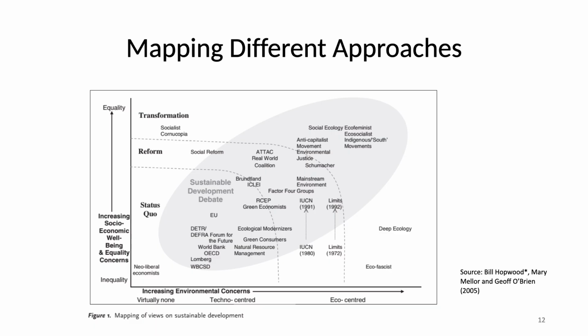So what you see there on the y-axis covers the level of importance given to human well-being and equality, and the x-axis covers the priority of the environment, from low environmental concerns through techno-centered to eco-centered. The shaded gray area that you see on that map indicates the range of views within the sustainable development debates, as in the debate which takes into account both environmental issues as well as socio-economic issues.